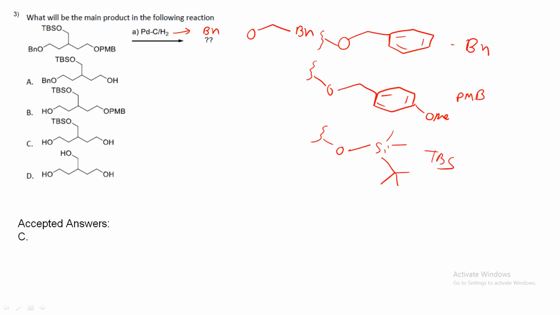So this is TBS protecting group, the tert-butyl silicon. TBDMS is the same thing. The tert-butyl dimethyl silane is just a short form of this.